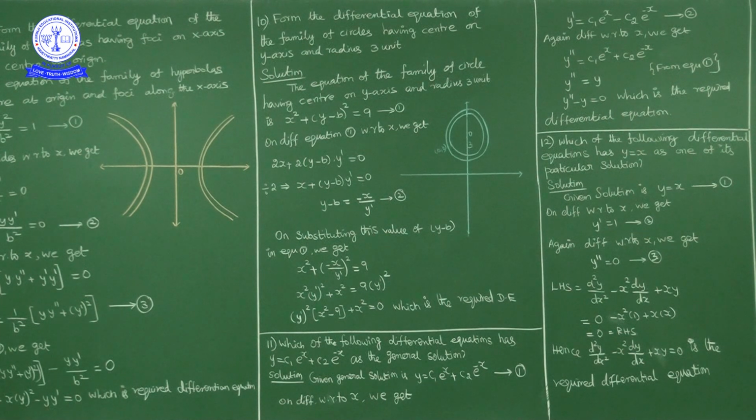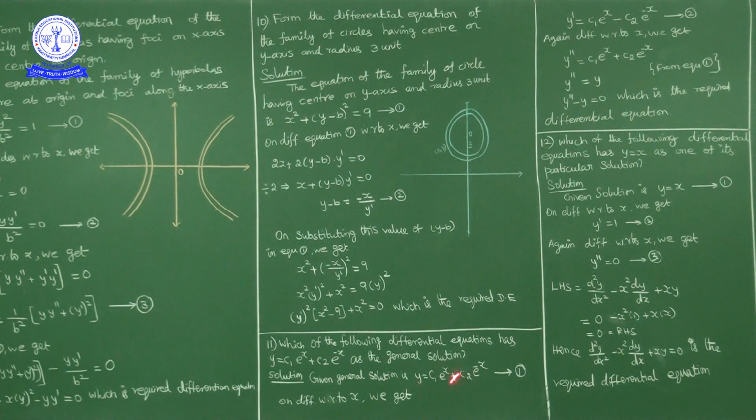Okay, now here I didn't write the options, four options are given. Which of the following differential equations has y is equal to c1 e power x plus c2 e power minus x as general solution? What is given here as the general solution? y is equal to c1 e power x plus c2 e power minus x. Here we have two arbitrary constants, so we have to differentiate twice to form the differential equation.